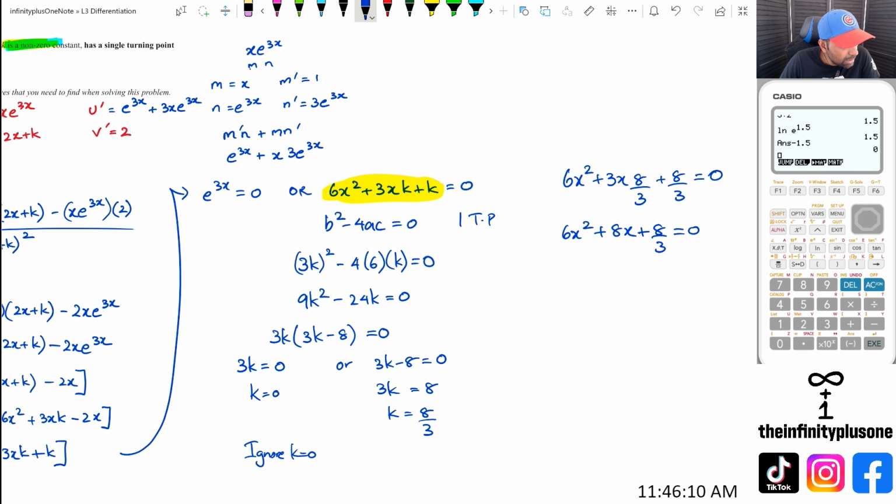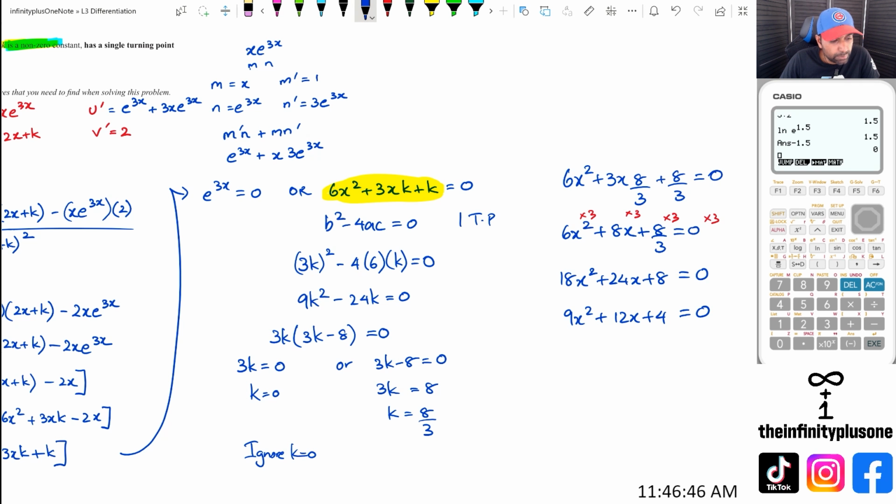And then I'm going to multiply. I can multiply everything by 3 if I want to. When I do that, let's multiply by 3 here as well. I'm going to get 18x squared plus 24x plus 8 is equal to 0. I'm just going to simplify this: 9x squared plus 12x plus 4 is equal to 0.